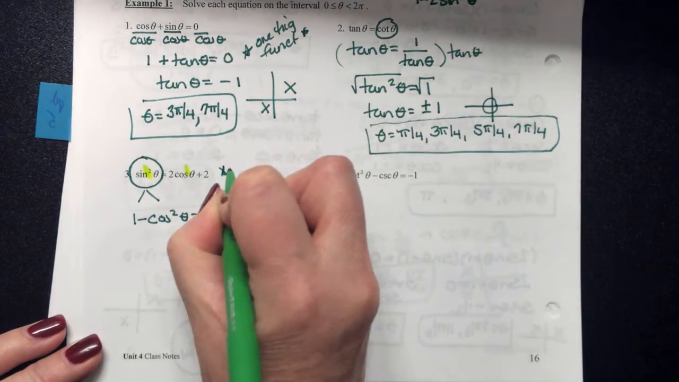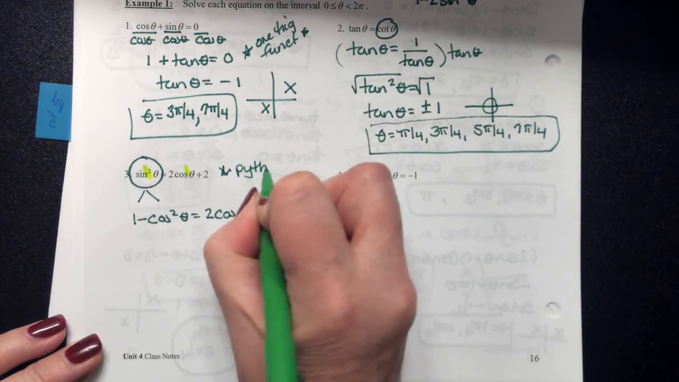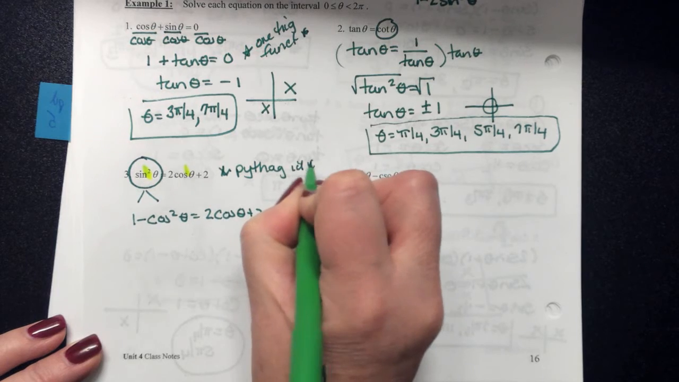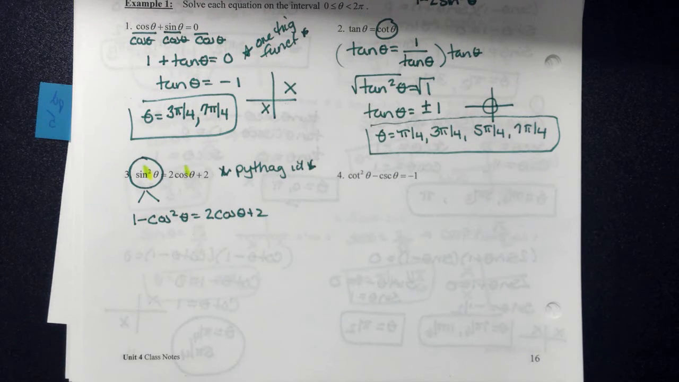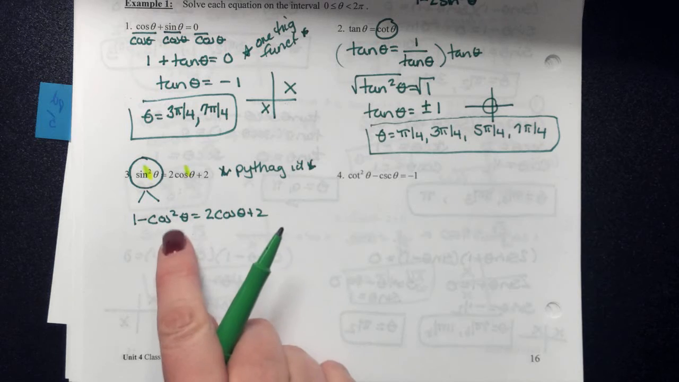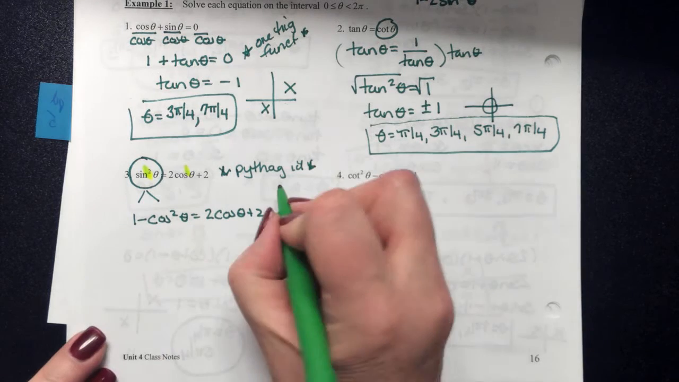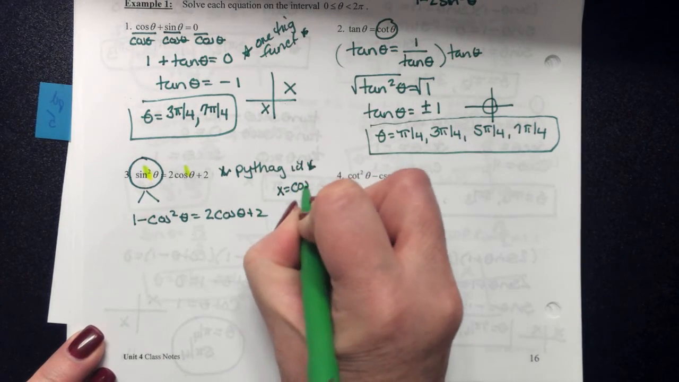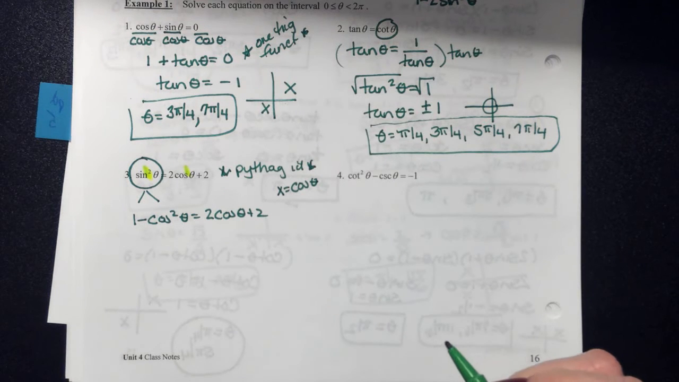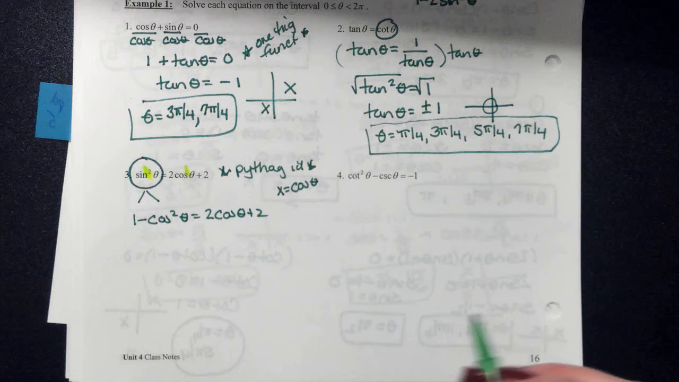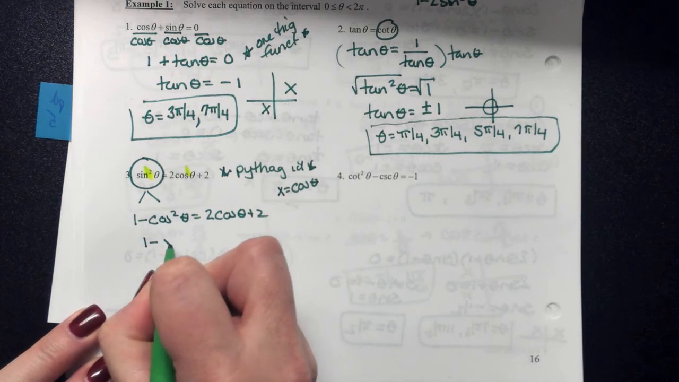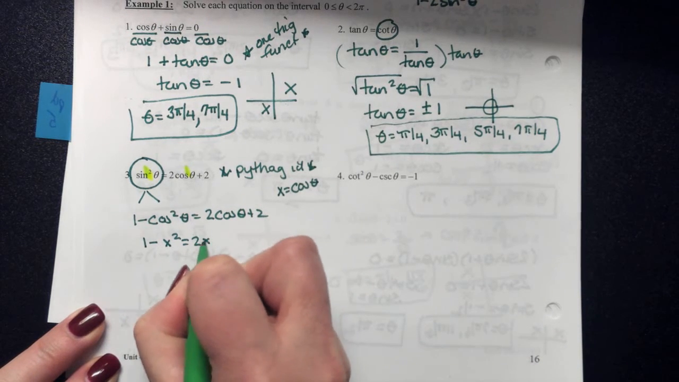So remember, when you see that square, think of a Pythagorean identity substitution. What kind of equation am I now solving? Is this a quadratic or is this a linear? It's quadratic because you have the highest power of a 2. Remember, if you're not comfortable solving this in terms of cosine, you can do a substitution and write it in terms of x to get you through the algebra. So I could write this as 1 minus x squared equals 2x plus 2.